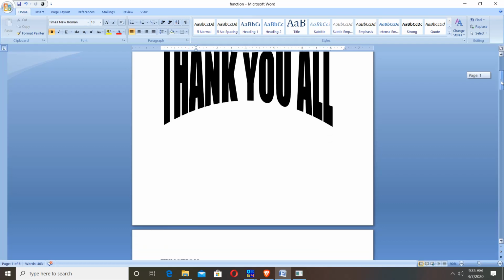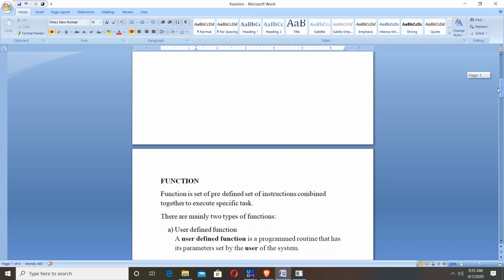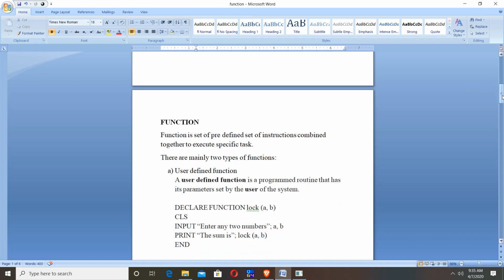So today we are going to discuss functions, then the different types of functions used in QBASIC, and even their usage. That means the use of functions will also be discussed today. And remember, this lesson will be helpful for grade 9, grade 10, as well as SEE preparing students.